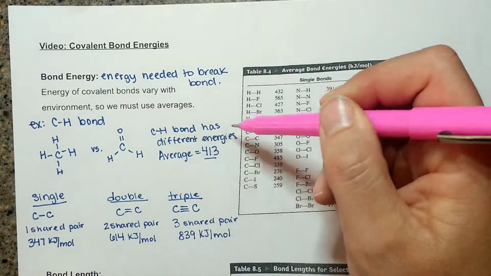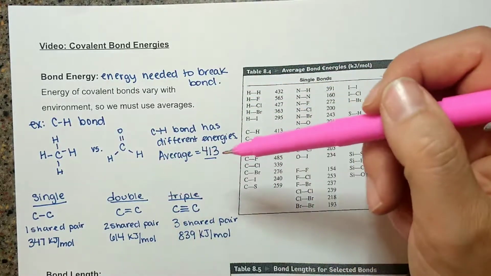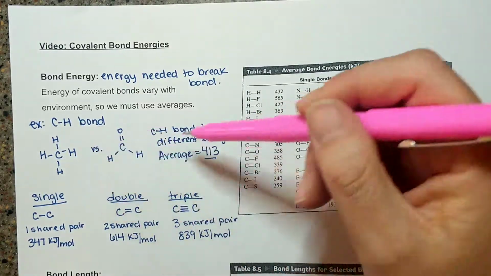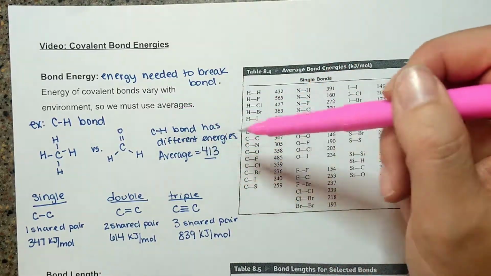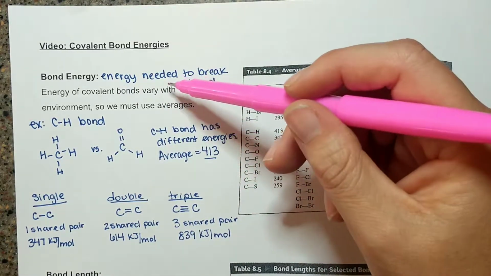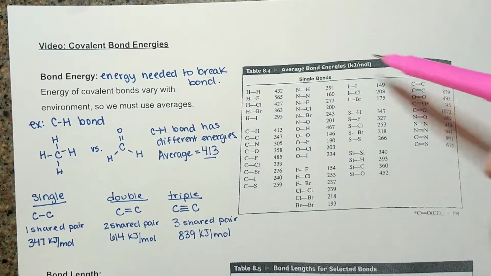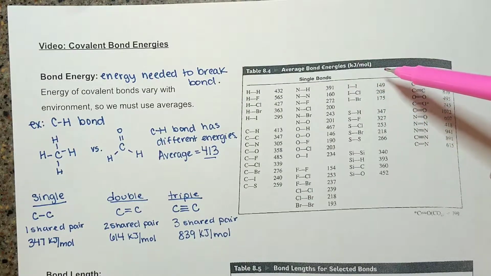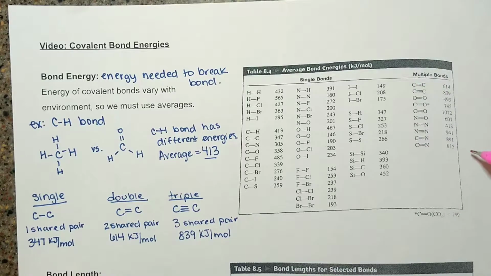Because my hydrogen bonds have different energies, depending upon where they are, scientists have calculated the average bond energy based on different situations. So when we are looking at the bond energies needed to break and form bonds, we look at averages. Here we have table 8.4, the average bond energies listed in kilojoules per mole. We have single bonds on the left, multiple bonds on the right.